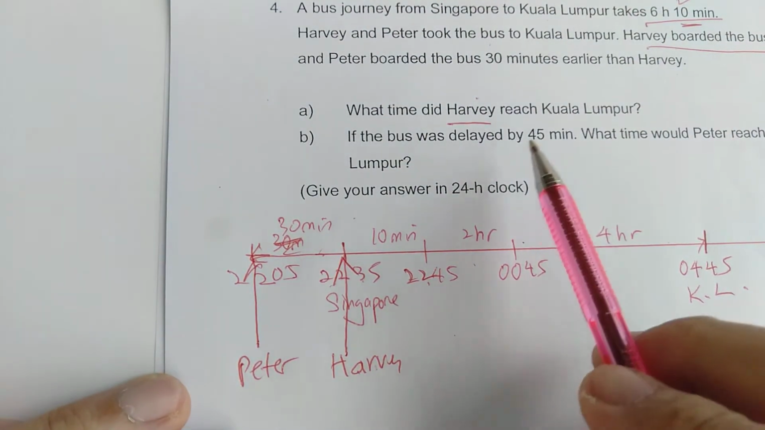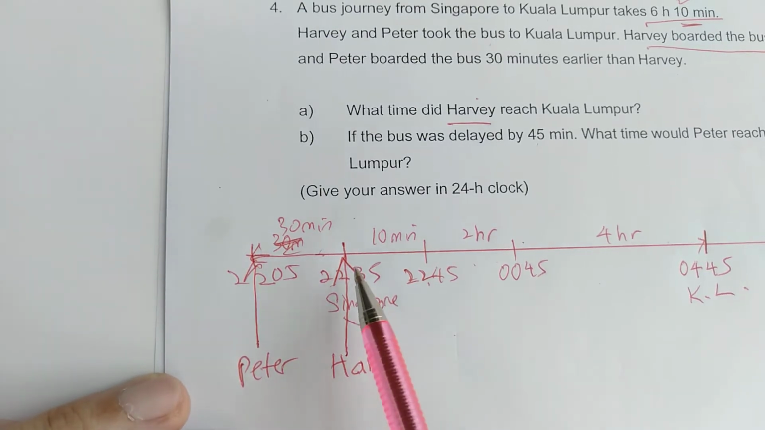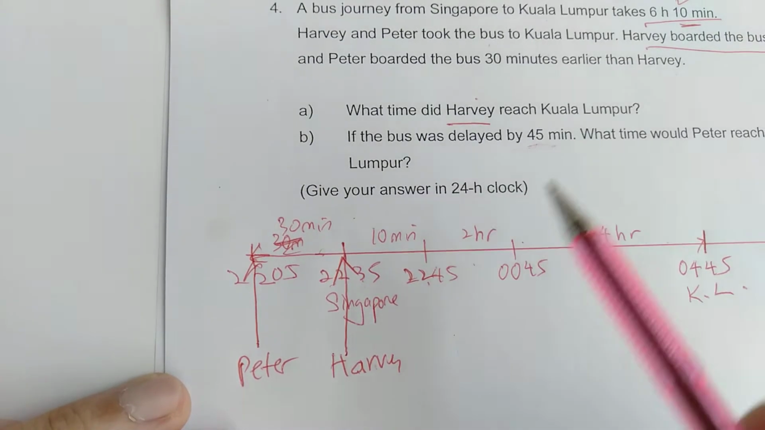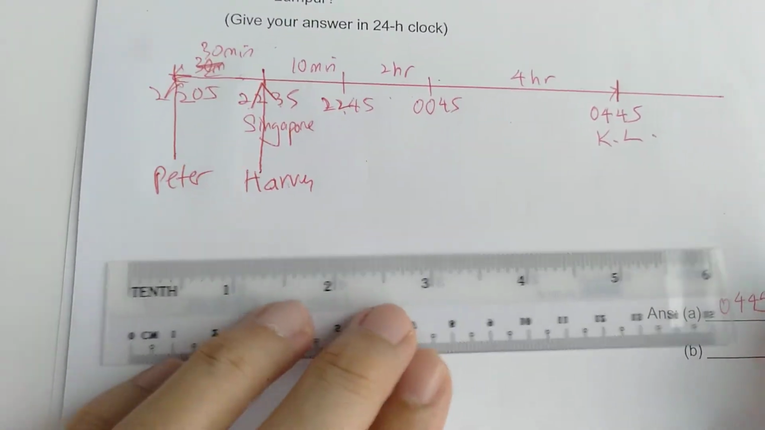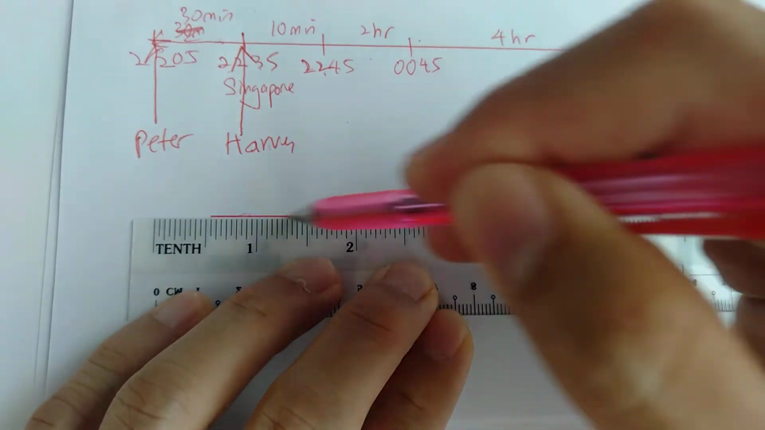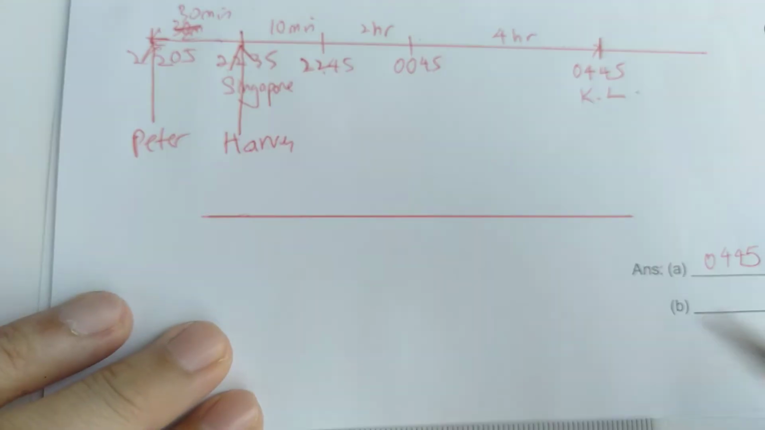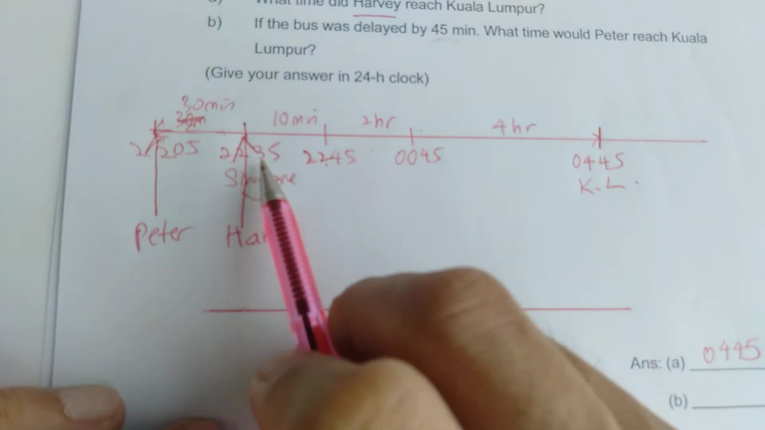So if the bus was delayed by 45, I will not start counting from this point. Since I'm assuming that the bus left only when Harvey boarded the bus, I will start counting the delay from 22:45. Okay? That's my understanding here. So my answer may not be the same as the answer key, but this is how I'm explaining the rationale to you. So what does it mean by 45 minutes later than 22:35?